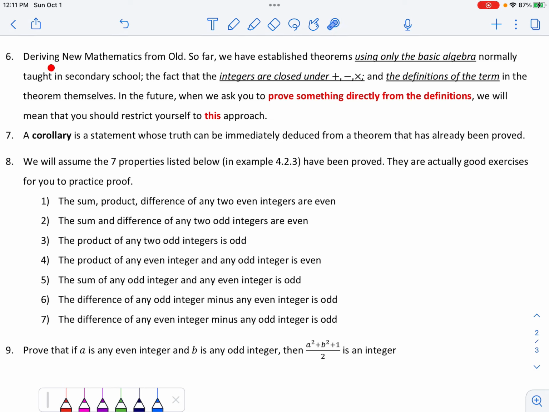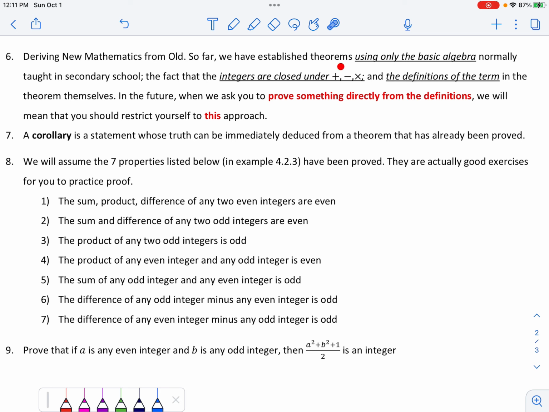Want to make a quick comment here. We will be deriving new mathematics from the old, meaning we are going to derive theorems from the definitions and so on and so forth, and from existing theorems to derive new theorems or new corollaries and so on and so forth. Now, at this time, we have established theorems like previous examples.